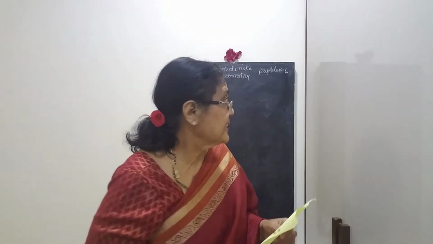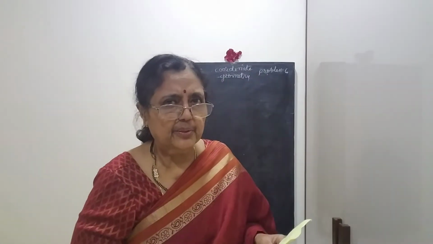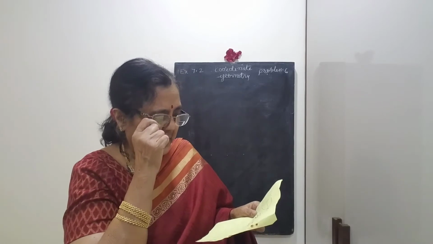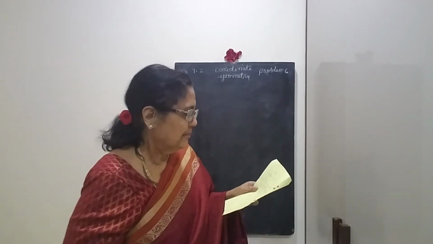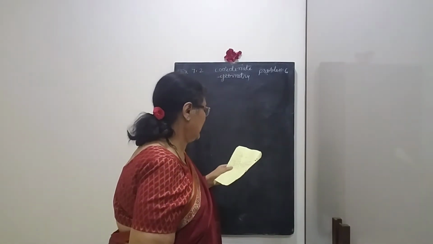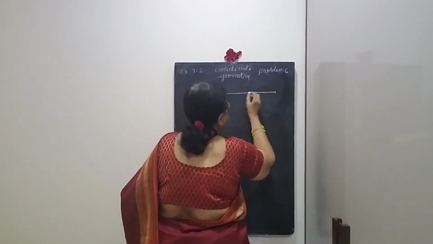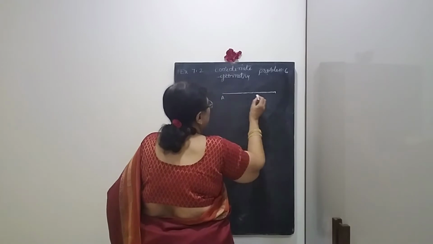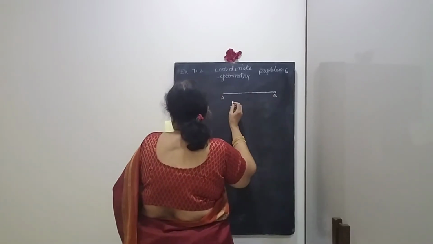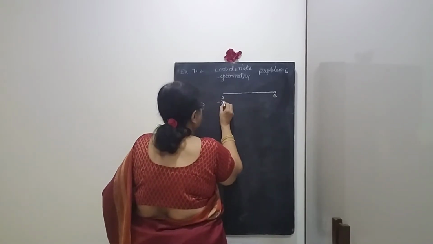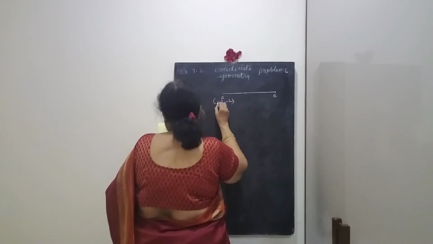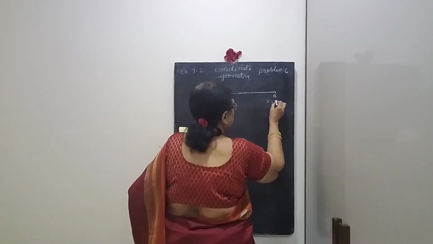Next problem is, last video finished 5th problem, no? Next problem is 6th, 7.2 exercise, only 6th. A and B are -2 and -4 respectively. So, a point A, B, -2, 2 and -4 respectively.